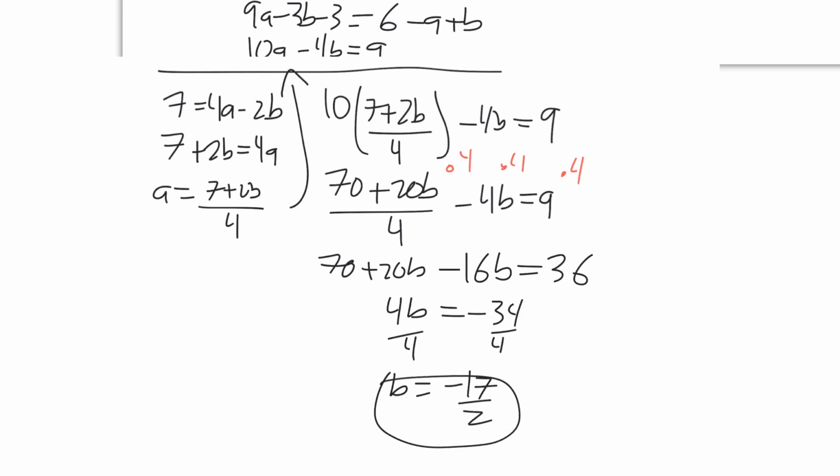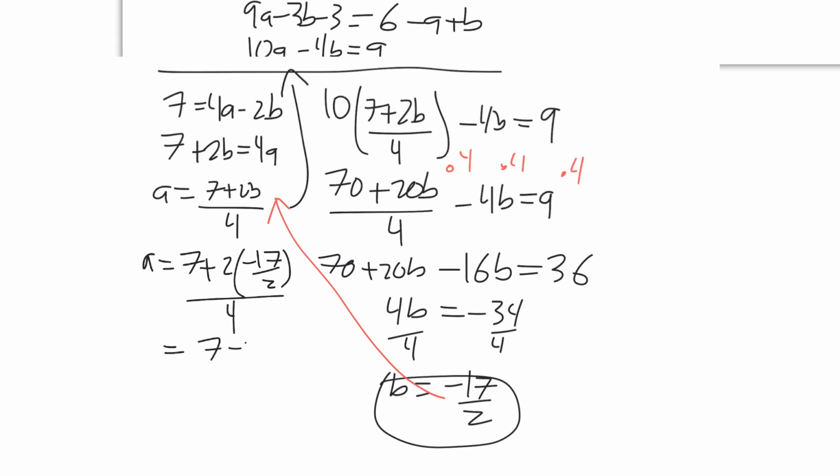So there's our first number that we need. And usually the way we do this is we take our b value and we plug it back in over here to get the a value. So a is equal to 7 plus 2 times negative 17 over 2, all over 4. Well, the 2's cancel, so you get 7 minus 17 over 4. 7 minus 17 is going to be negative 10. And we could simplify that one more time to give us a is equal to negative 5 over 2. So those are our two values.